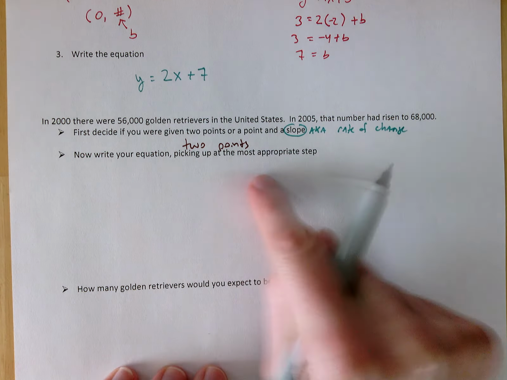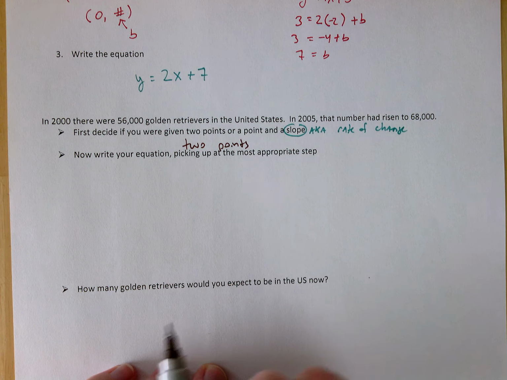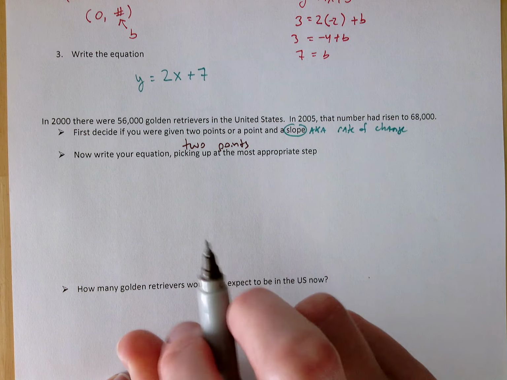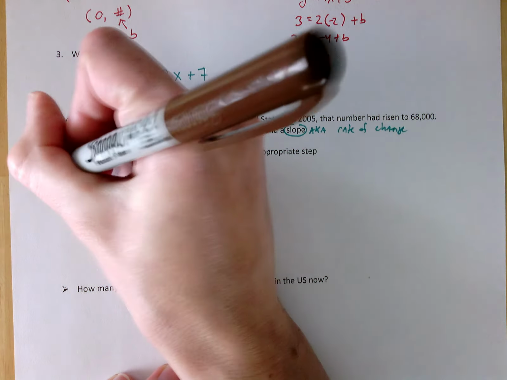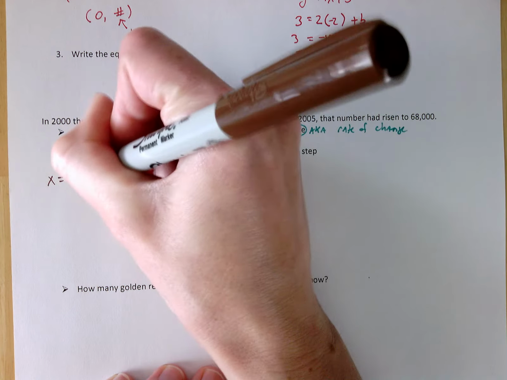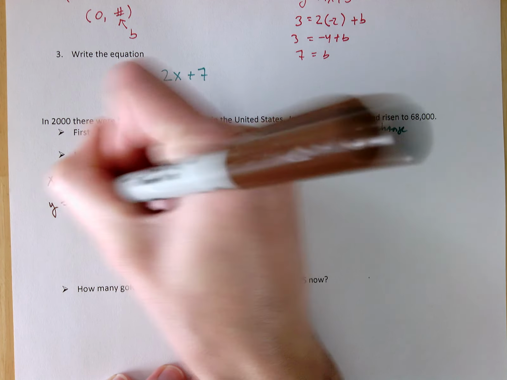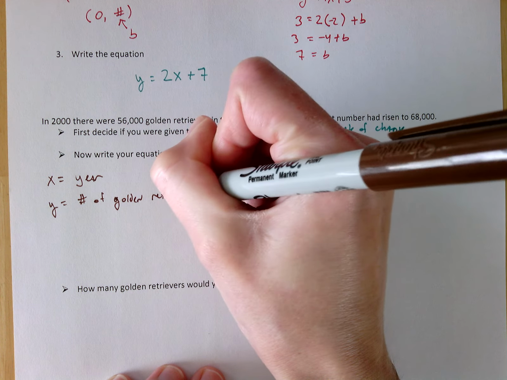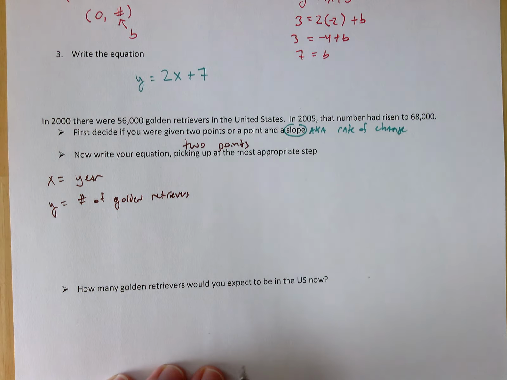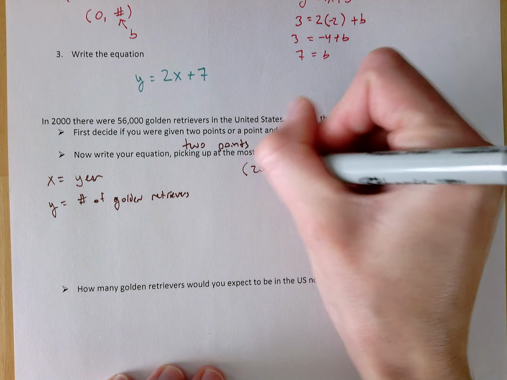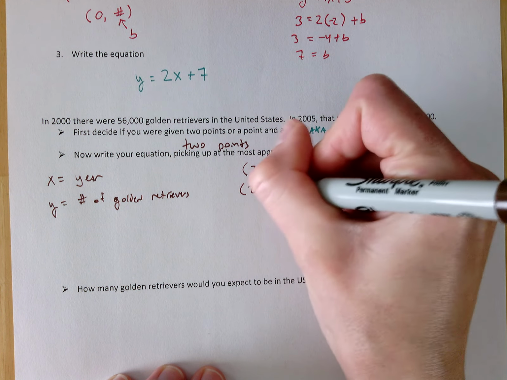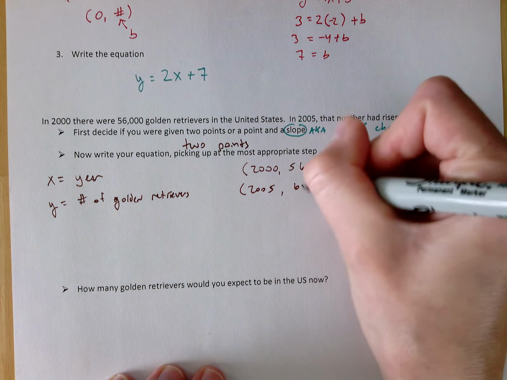Okay, so now we're going to write our equation. Okay, so first thing that you have to do when you're writing an equation is define your variables. So the two things that we're talking about in this problem are the years and then the number of golden retrievers. Okay, so I'm going to say that X is equal to the year, and then Y is equal to the number of golden retrievers. All right, so my 2 points then are going to be the year 2000 and then 56,000. And my other point is going to be the year 2005 and then 68,000.